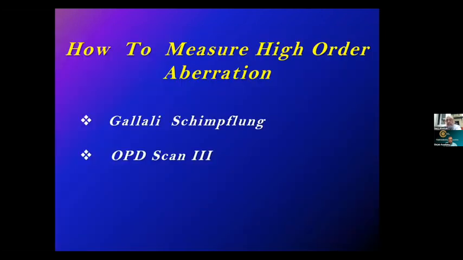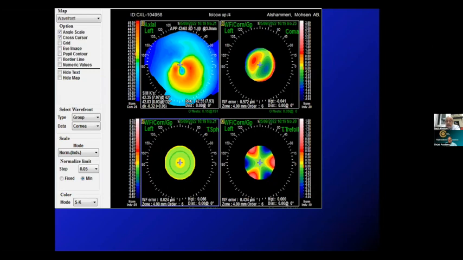Now, how to measure it, how to read it. Many machines in the market can measure it, but I myself use the Galilei Sirius as well as the OPD-Scan 3 of Nidek. Now, look at this picture. Definitely, this is keratoconus. But I also asked the machine to give me the coma, the spherical aberration, and the trefoil. Only the coma was slightly high, 0.57, but the spherical aberration and the trefoil are not that high.